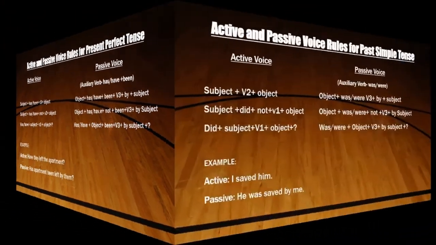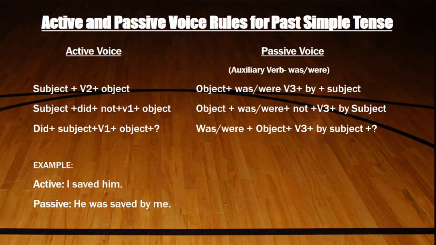Alright, now if we look at the past simple tense, the auxiliary verb was or were would be used in the case of the passive voice. So what happens? It's like subject plus the second form of the verb, and the object. And in the case of the passive voice, it's like object plus was, were, the third form of the verb plus by and the subject.